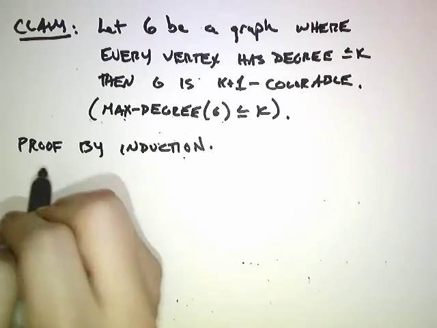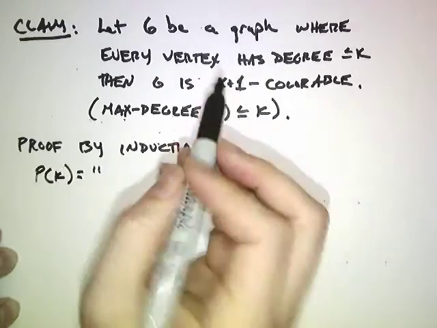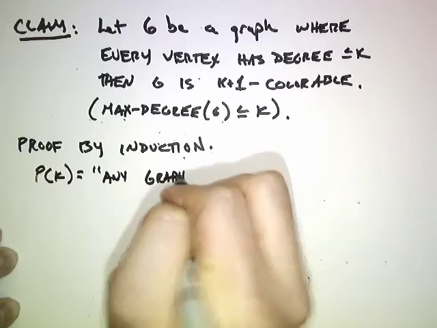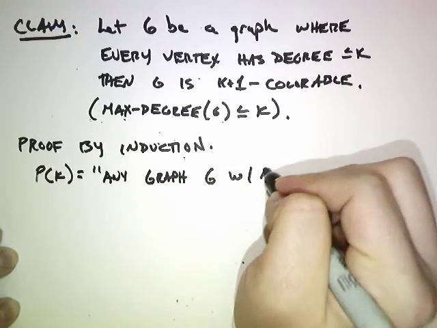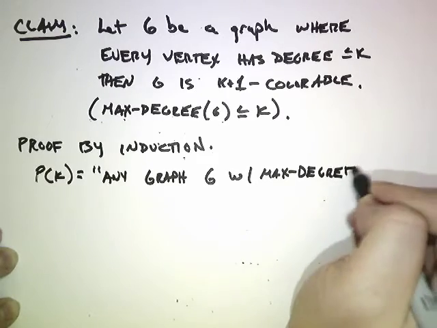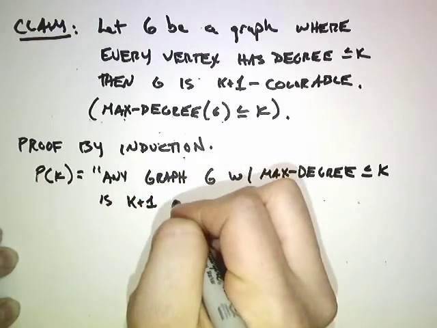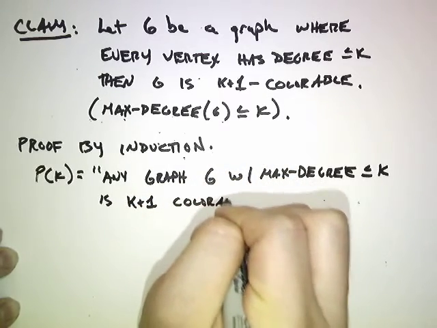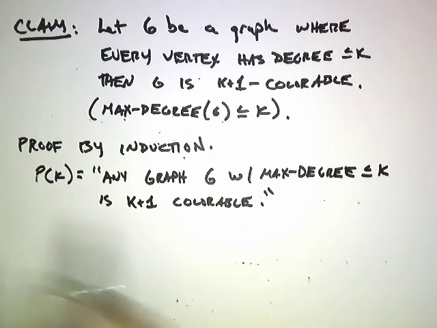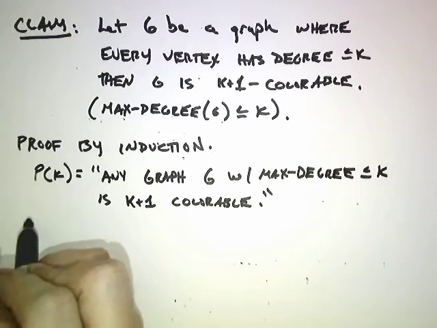So what would you do? Here's how you would start a proof by induction. You would say P of k is just what I've written above: any graph G with max degree at most k is k plus 1 colorable. Okay, that's how you would start to write your predicate. Seems reasonable. I myself would try and do it this way.